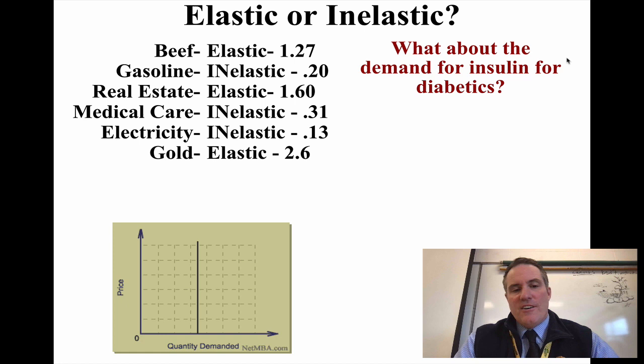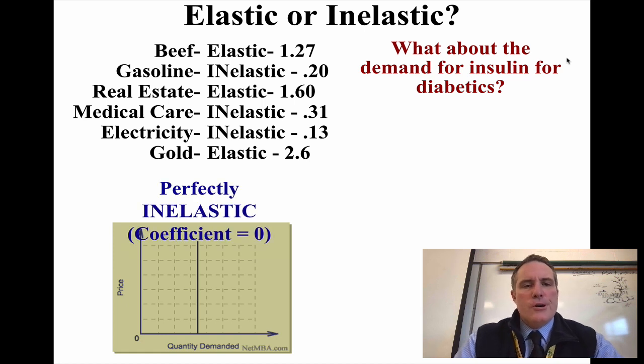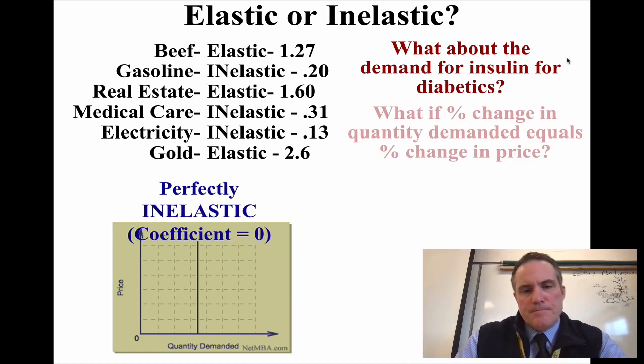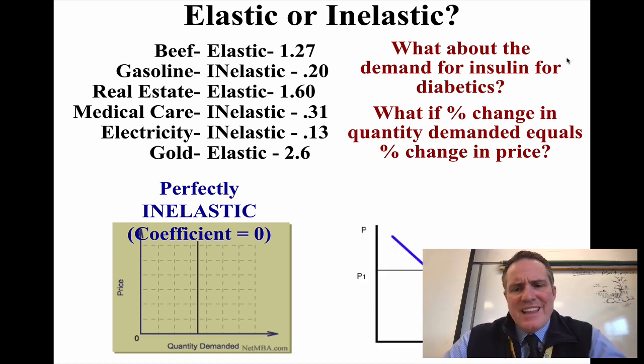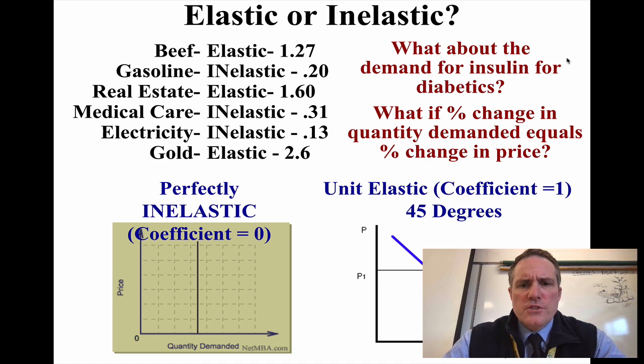So what about the demand for insulin for diabetics? What does that look like? We're just giving an example down here. It's inelastic, right? So what happens if you change the quantity? That impacts how we look at elastic or inelastic, okay?